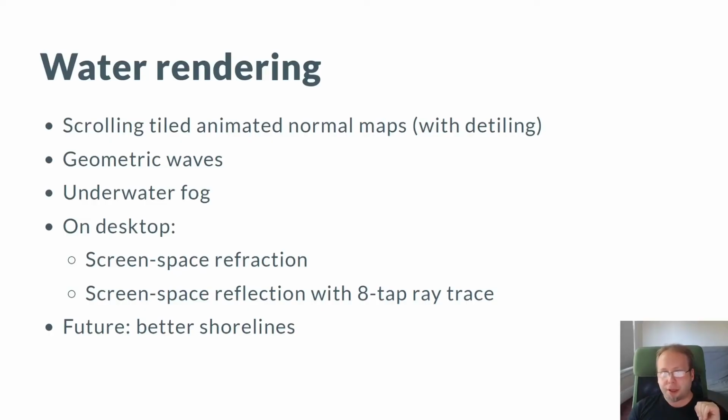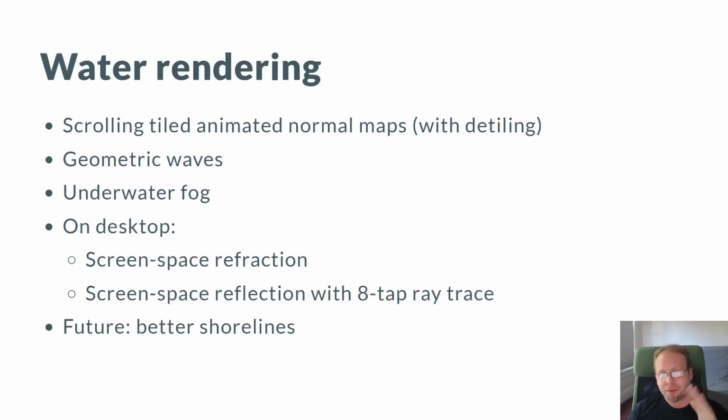For water rendering, there's nothing very unusual here, I would say. This is where we do start seeing some desktop-only features. So in general, we use tiled animated normal maps that we have pre-baked once, just based on a wave simulation. We have a lot of vertices in general in terrain. It's reasonably uniformly spaced vertices, so we might as well use them by displacing them to do geometric waves, and then there's some extra underwater and refraction simulation. So on desktop, where we do have the depth, we can also do screen space refraction and screen space reflection with an 8-tap trace.